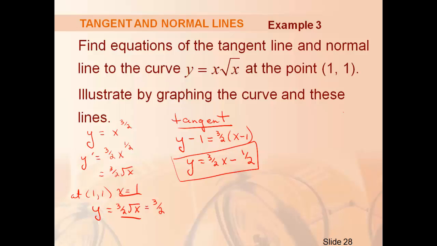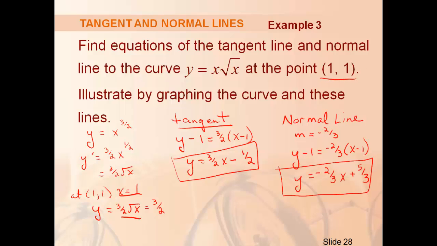Now, to find the normal line, we just said before that normal meant perpendicular, and we know from algebra that perpendicular lines have slopes that are negative reciprocals. So if the slope of the tangent is 3/2, the slope of the normal line is negative 2/3. So plugging into our point slope formula, y minus 1 is equal to negative 2/3 times x minus x1, because we're finding the normal at the point 1, 1. And doing the algebra, this simplifies to the normal line having an equation of y equals negative 2/3 x plus 5/3.